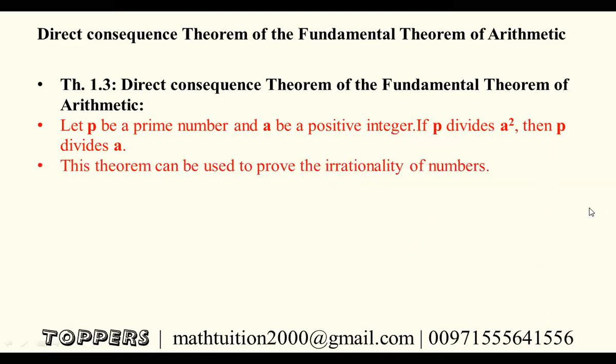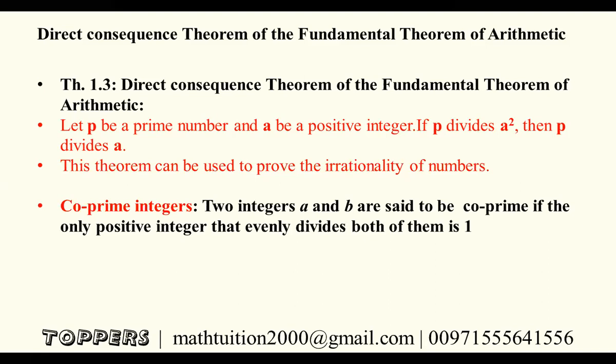But this theorem we can use to prove the irrationality of numbers like root 2, root 3, root 5, etc. If you want to prove they are irrational, we will use this theorem. Now let us recap co-prime integers. Two integers A and B are said to be co-prime if the only positive integer that evenly divides both of them is 1. So their highest common factor is 1, HCF.